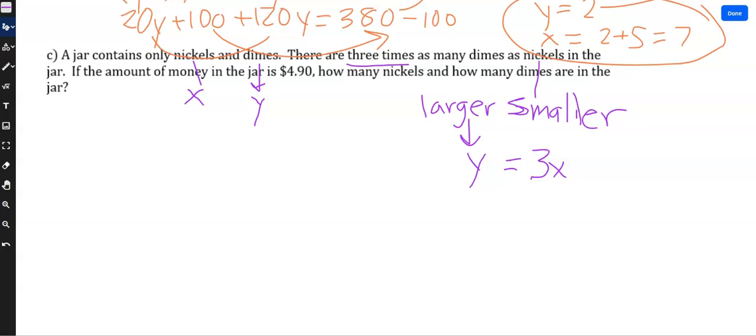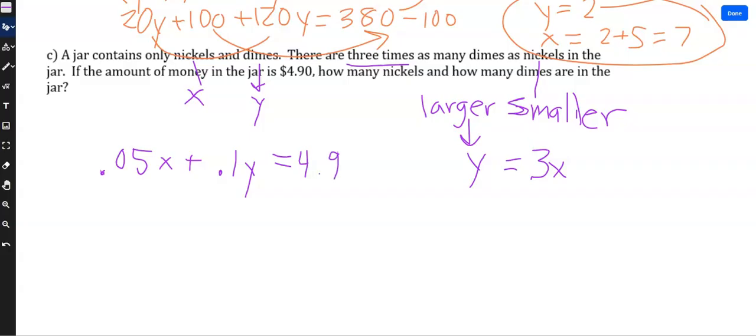I promise you, if you identify which is the smaller group and then do something to it, you won't make a mistake. But if you forget to do that, you will probably write that equation backwards and say x equals 3y, and then the whole problem's over with. Now, the second equation is about the money. If the amount of money in the jar is $4.90, well, a nickel is 0.05 of a dollar. And a dime is 0.1 of a dollar.